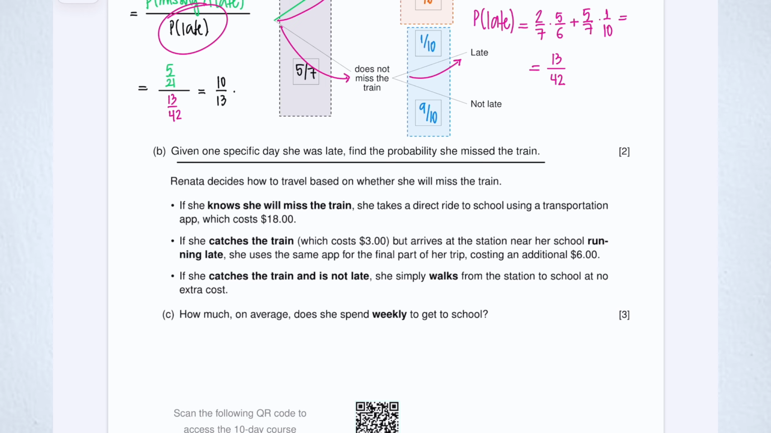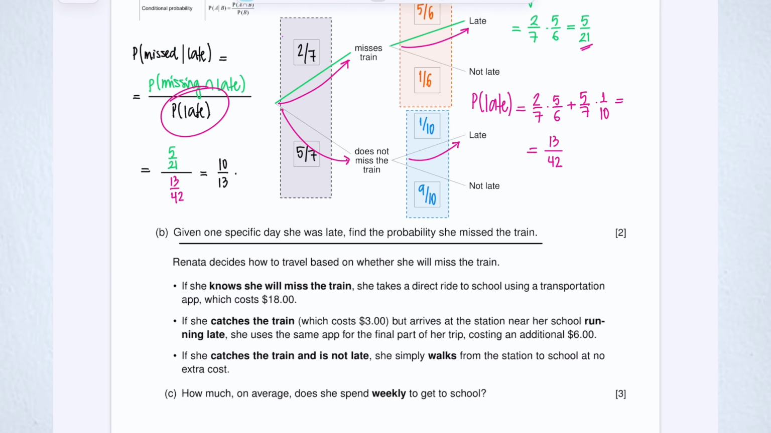All right, so on to the most interesting part, which is question C. Renata decides how to travel based on whether she will miss the train. What does that mean? It means that she's going to consider different options according to whether she can catch the train or not. If she knows she'll miss the train, let's say she's getting dressed at home and she runs late, so she knows she's not going to be able to take the train, she takes a direct ride to school using a transportation app, which costs $18.